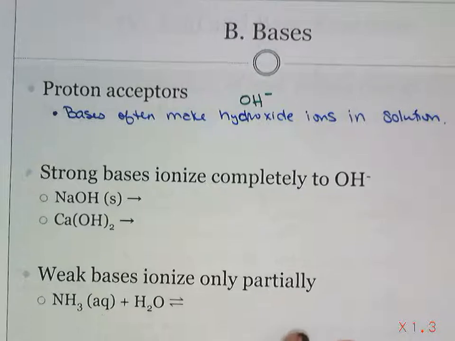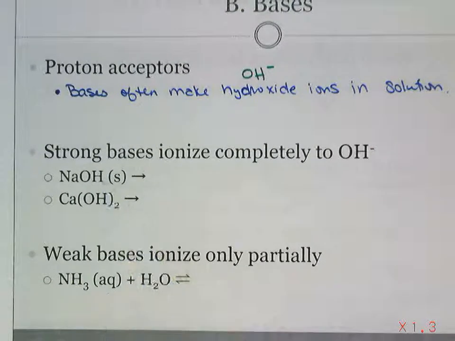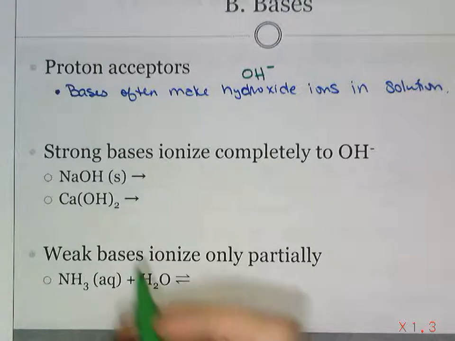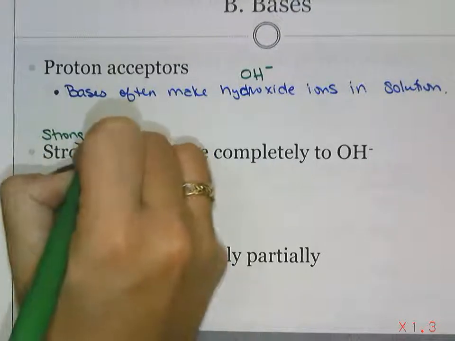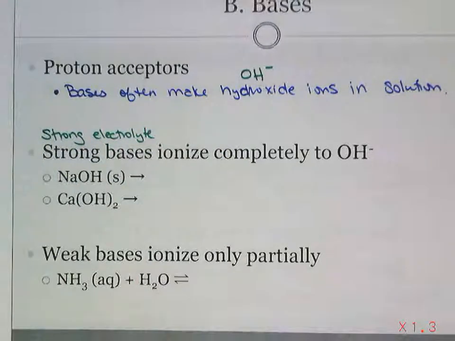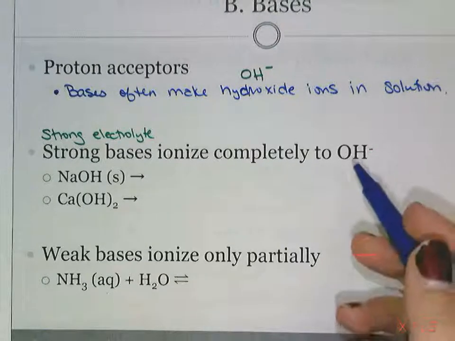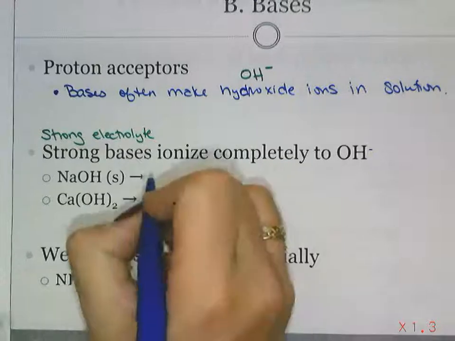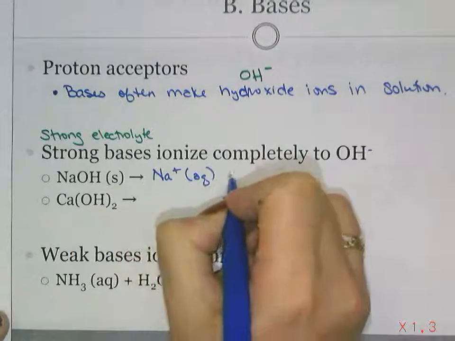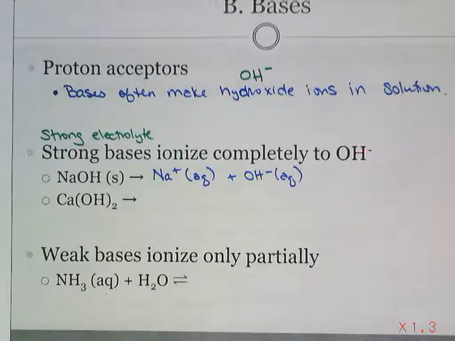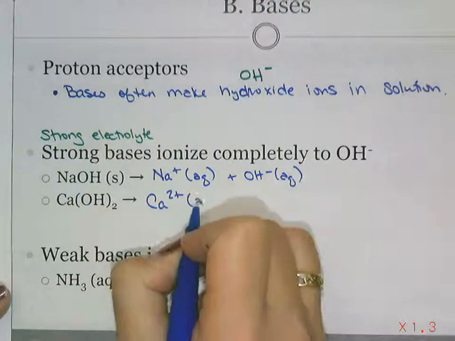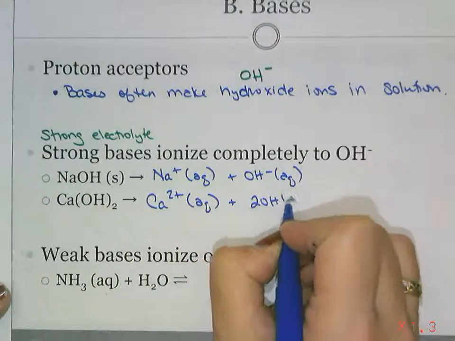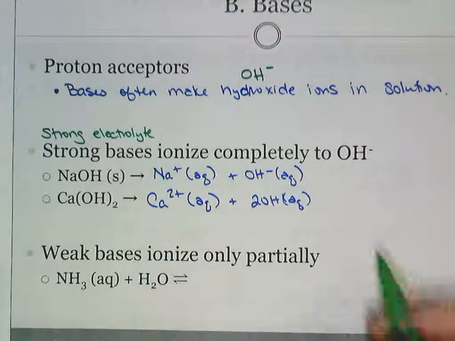So if I have a strong base, what kind of electrolyte is that, strong or weak? Right, strong electrolyte. So if I have a strong electrolyte that's going to completely ionize to make these hydroxide ions, what does sodium hydroxide then break up into? Sodium hydroxide. Right, something like that. If I have this calcium hydroxide. This right here.